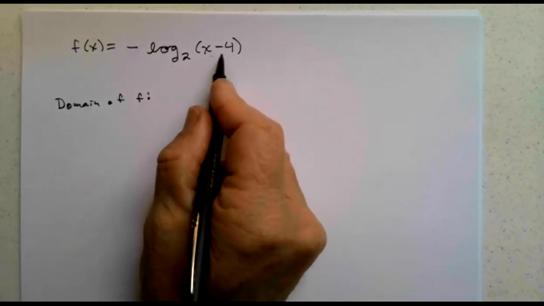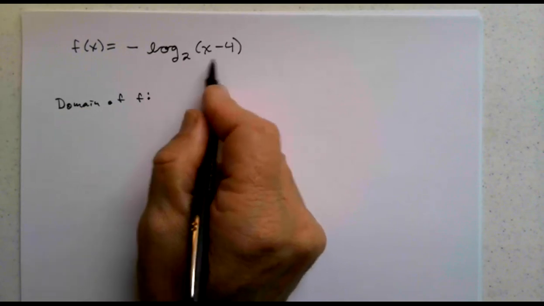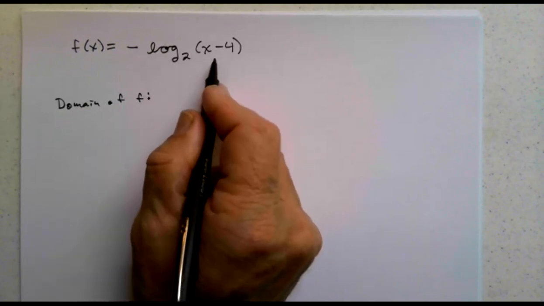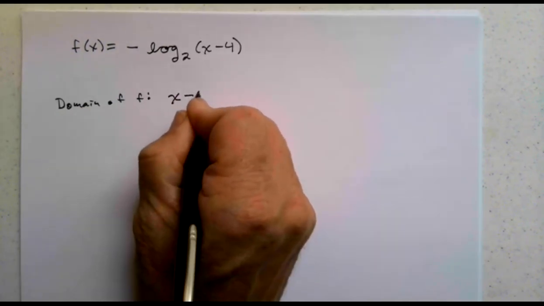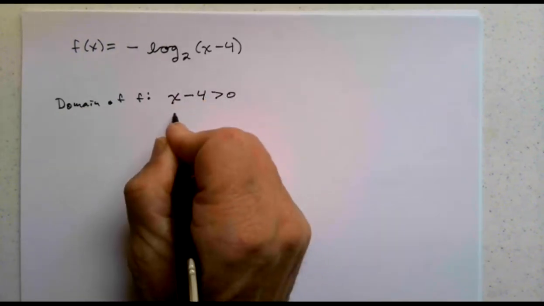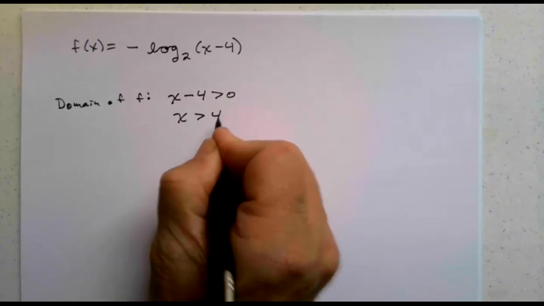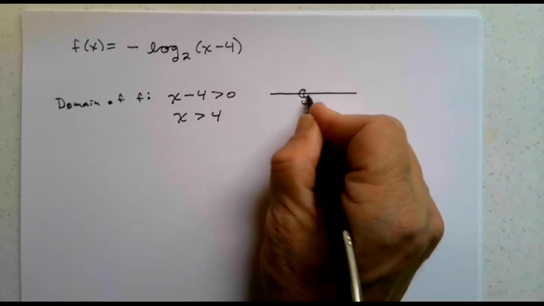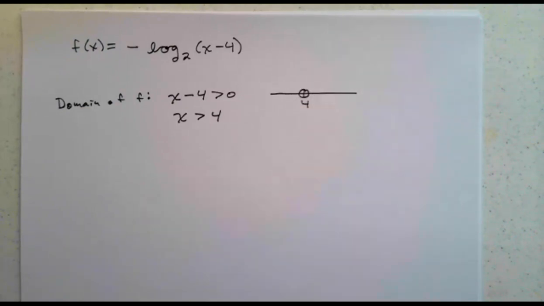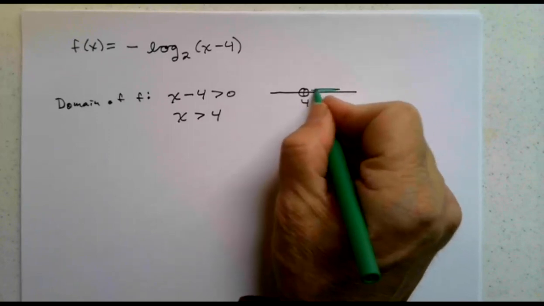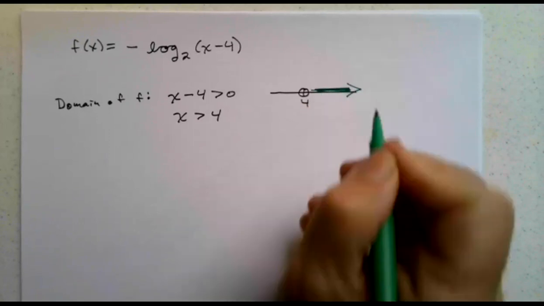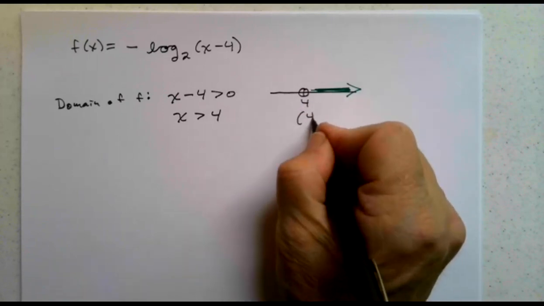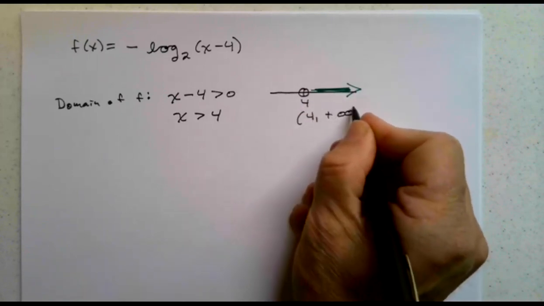The argument of a logarithmic function cannot be a negative number, cannot be 0. So the x minus 4, the part that comes after the log base 2, must be strictly greater than 0. So that tells me x is greater than 4. So in terms of my domain of f, here's 4. I remove that because, again, I cannot take the log of 0. And then I shade everything to the right. So in interval notation, the domain of f would be round bracket 4 to plus infinity.